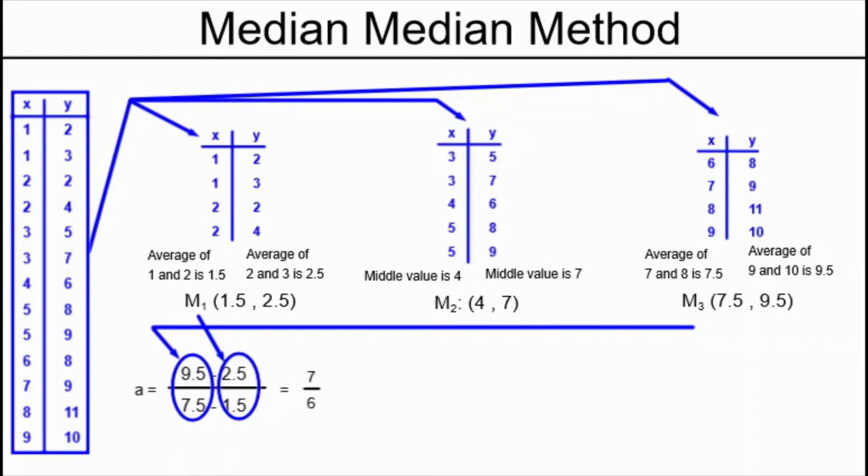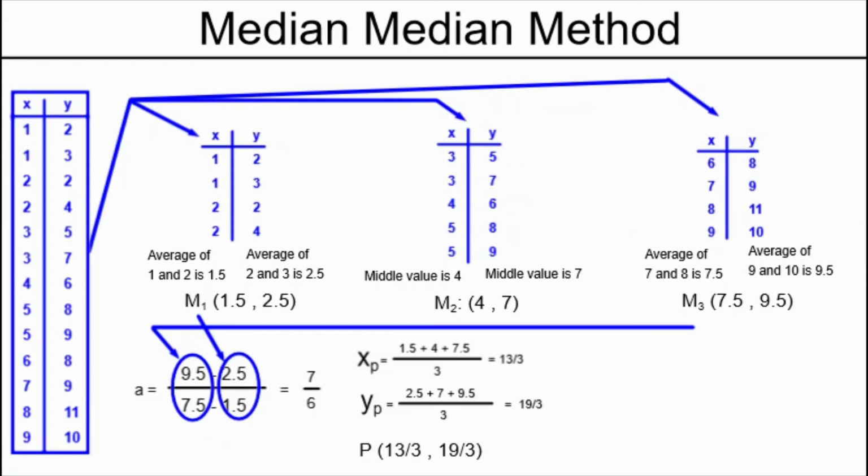What point do we use? We use a point P, which we get by finding the average, the mean, of the x-coordinates of points m1, m2, and m3, and finding the average, the mean, of the y-coordinates of the same 3 points. This gives us a point P with an x-coordinate of 13/3 and a y-coordinate of 19/3.